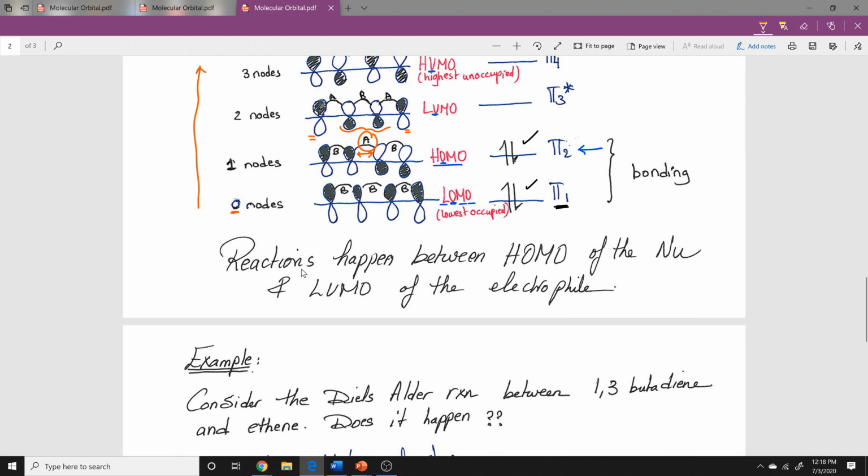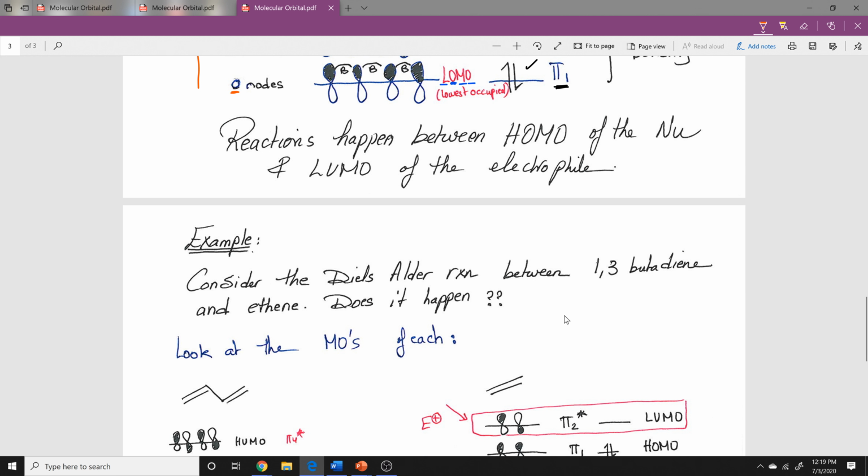So normally in reactions, why do we care about conjugated systems and the molecular orbitals? Because as I mentioned at the beginning, we would need to consider the molecular orbitals in order to explain if reactions happen or not. So reactions happen between the highest occupied molecular orbital of the nucleophile and the lowest unoccupied molecular orbital of the electrophile. So you have to locate where your nucleophile is, where your electrophile is, and do the interaction between them and see if you have any bonding states.